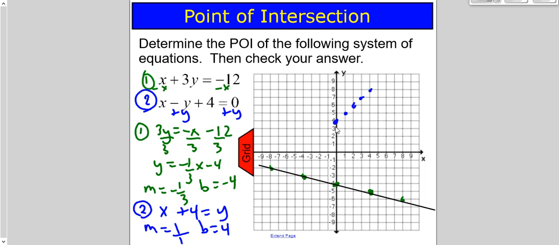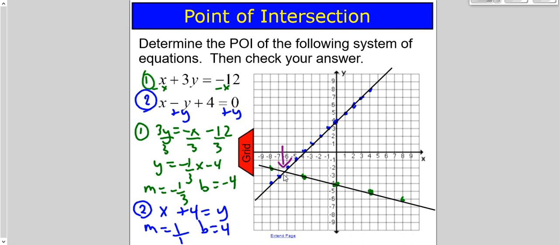And then down 1 to the left 1, down 1 to the left 1. And I'm going to just keep going with this because I'm hoping. Oh, I was so hoping that we'd have a nice, lovely point of intersection. Down 1 to the left 1. All right, let me put my line in here. There we go.